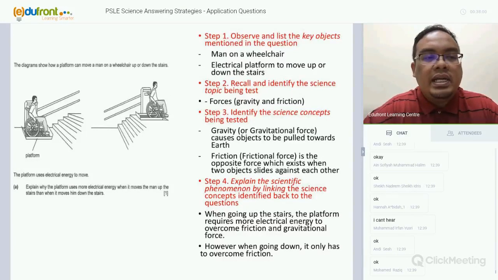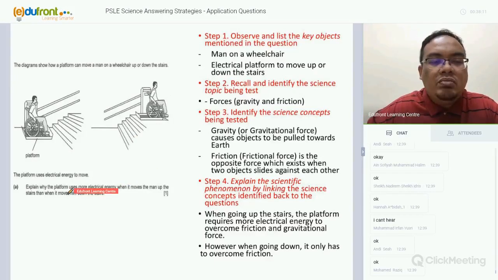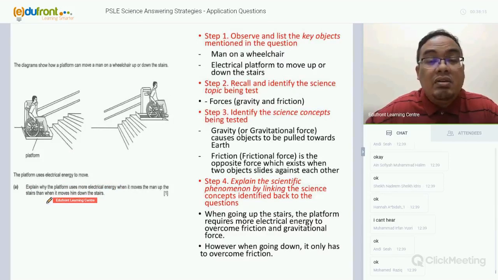Now this question, the diagram shows how a platform can move a man on a wheelchair up or down the stairs. The platform uses electrical energy to move. Explain. Again, you can see here the word explain. It's a very scary word. But you must remember, you need to get the full mark, 1 mark or 2 marks. You must be able to elaborate using scientific concepts.